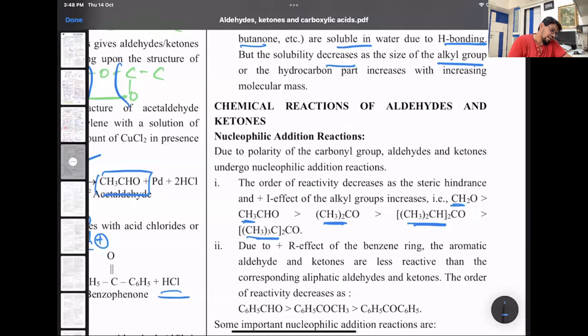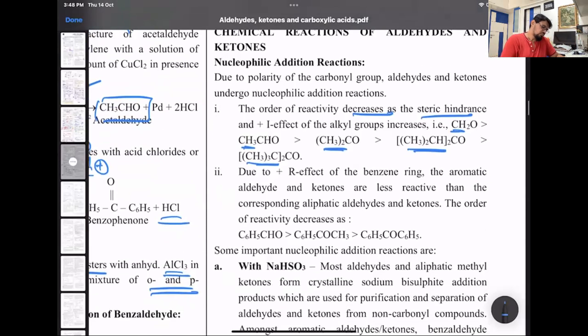That's why it says reactivity decreases as the steric hindrance, 3D arrangement of atoms or groups in space, will block the path of the incoming nucleophile. That's what's called steric hindrance. Stereo, 3D arrangement of atoms or groups in space along the X, Y, or the Z axis. Hindrance, to block the path of the incoming nucleophile.